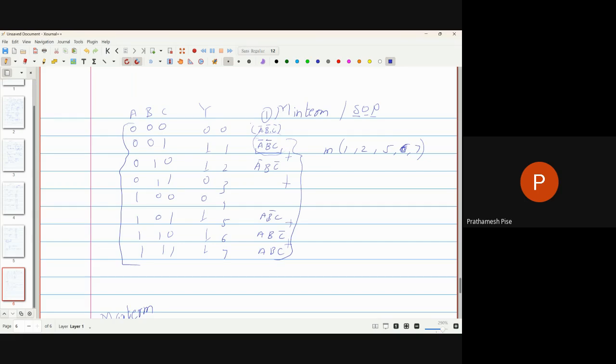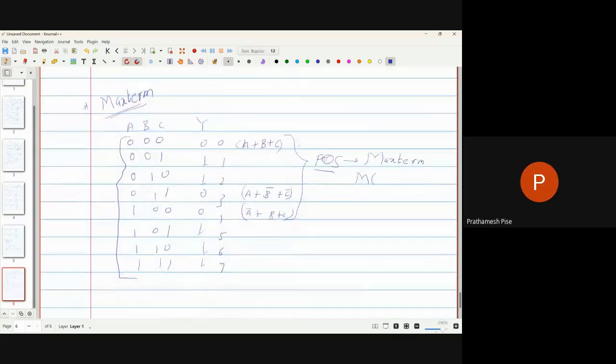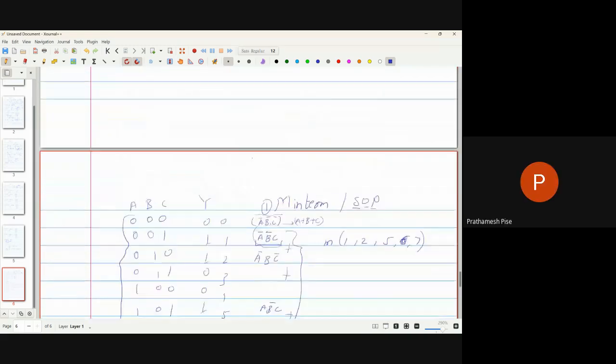What is the complement of it? The complement of this term is A bar plus B bar plus C, because the double bar cancels out. Yes, which is the max term of C. Here it is the max term. So basically, got it, sir.